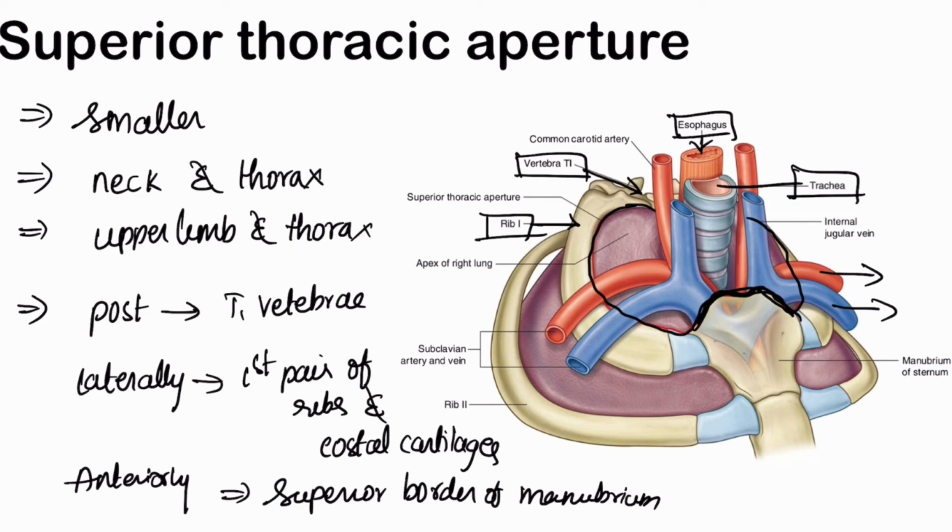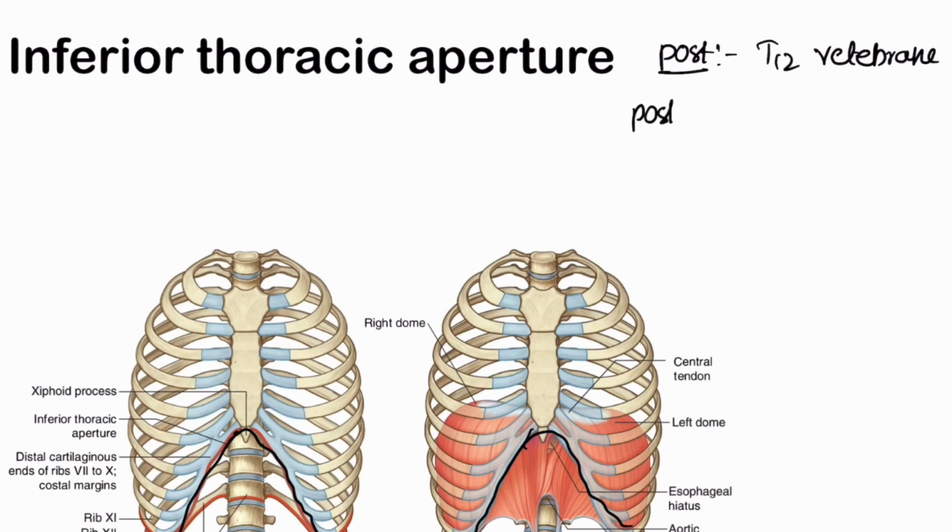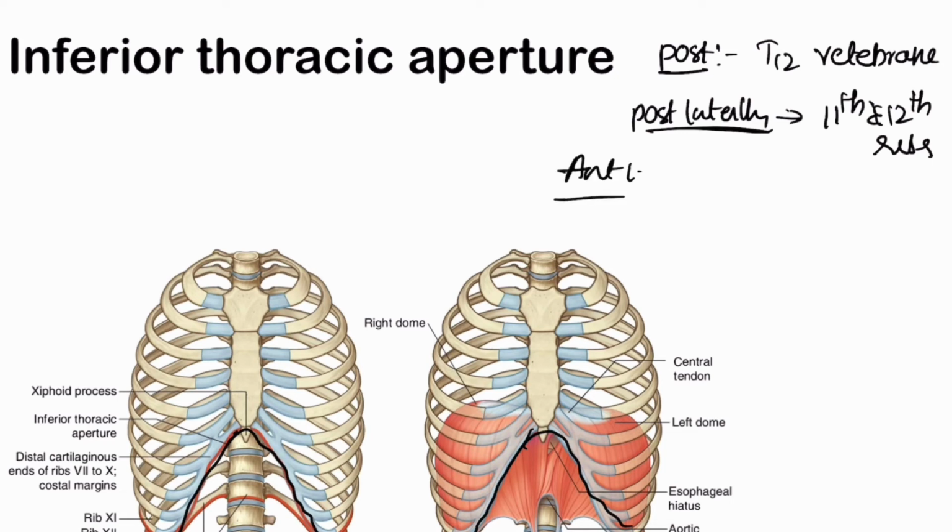Let us look at the inferior thoracic aperture. This is the inferior thoracic aperture. Now let us look at the boundaries first. Posteriorly, we have T12 vertebrae and posterolaterally 11th and 12th ribs. And anteriorly, we have the costal cartilages of 7th to 10th ribs. And we also have the xiphisternal joint.